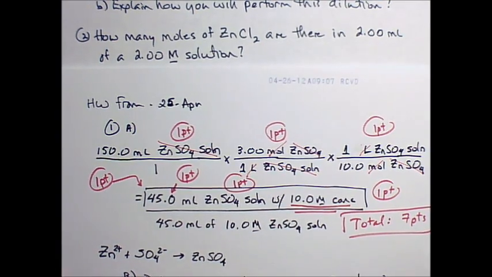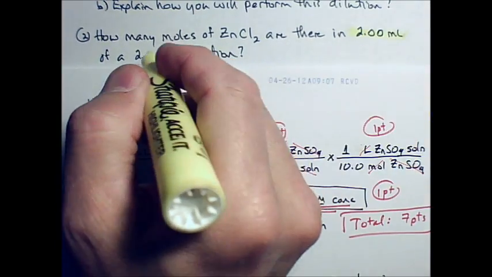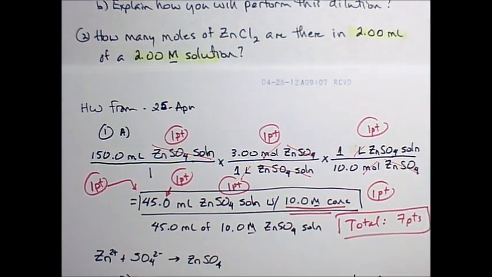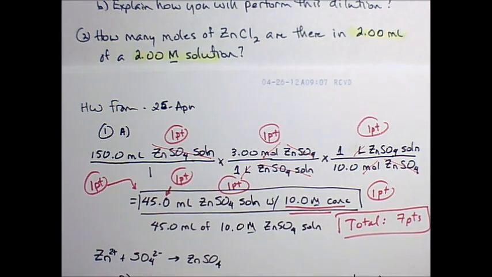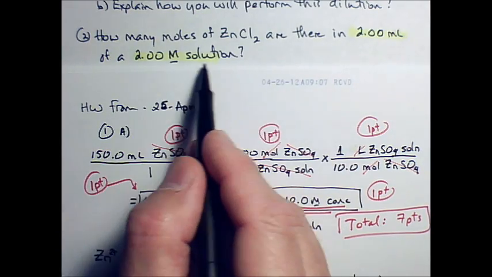All right, so the second problem then was how many moles of zinc chloride are there in 2 milliliters of a 2.0 molar solution? Again, we are going to start with the amount for which we know the volume, the concentration of the solution. Well, in this case, there is only one. It's kind of the beginnings of our reintroduction to stoichiometry, in this case, solution stoichiometry. But we're starting with the 2 milliliters of a solution whose concentration we know.